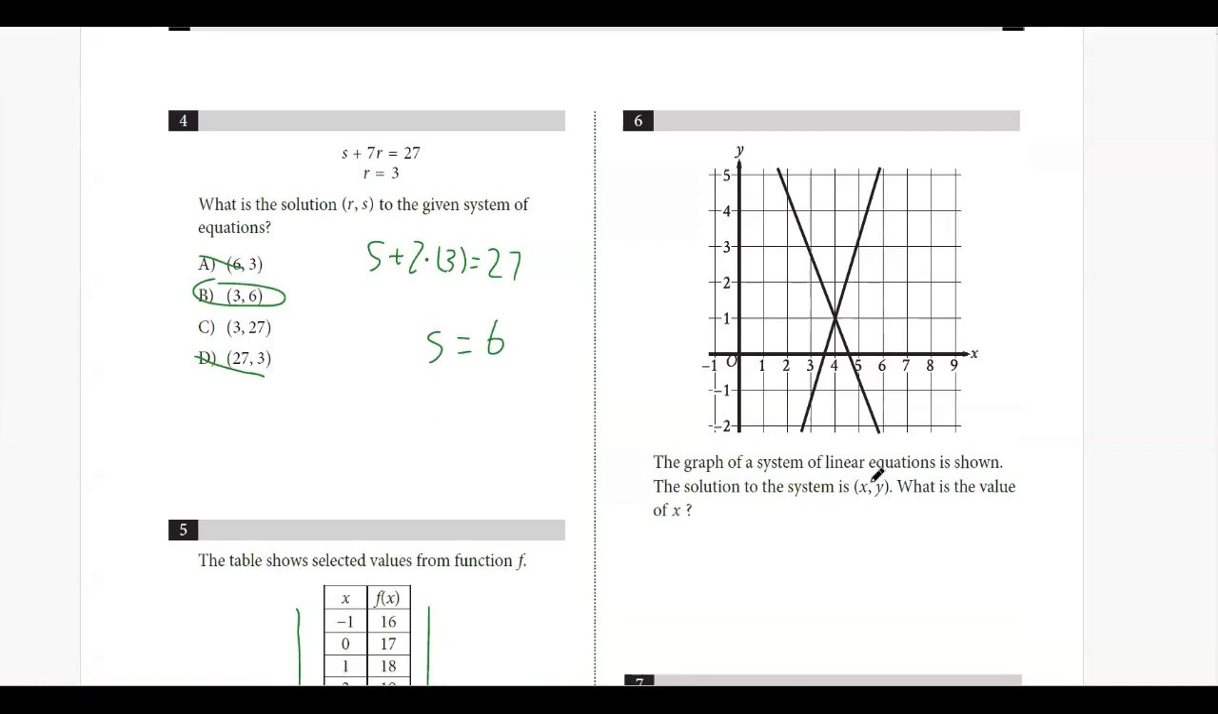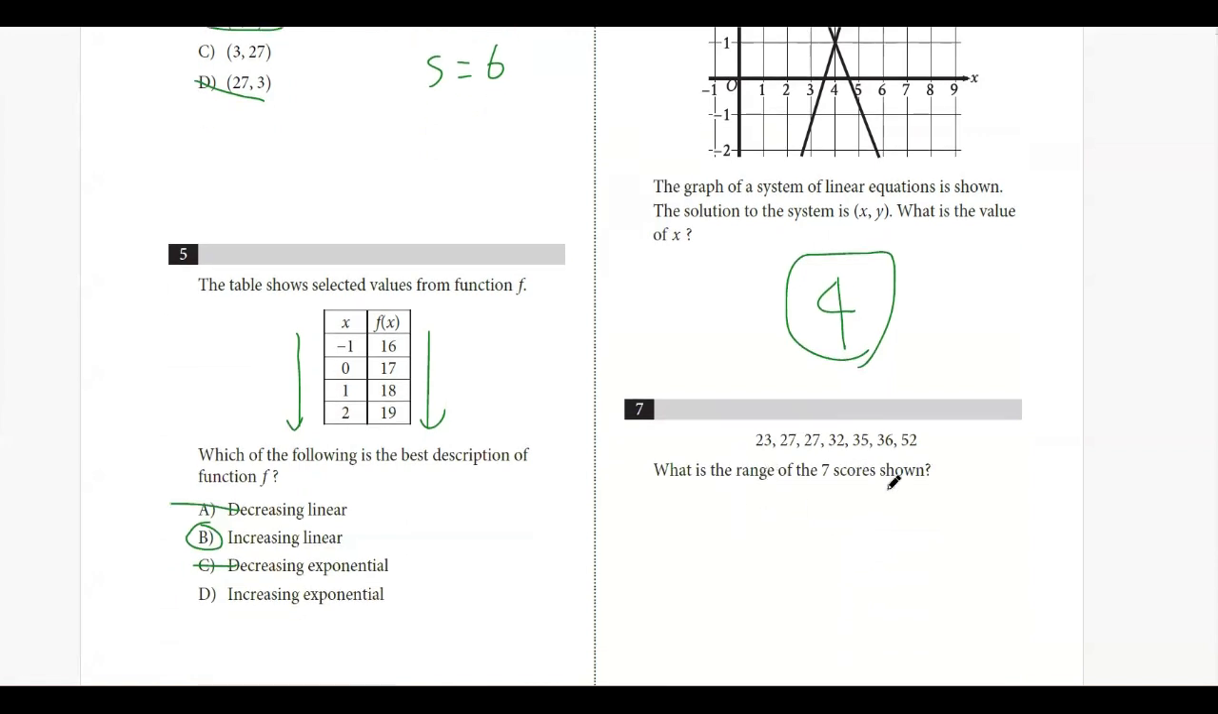The graph of a system of linear equations is shown. The solution to the system is (x, y). What is the value of x? Since at (4, 1) the two lines intersect, 4 is the correct answer.